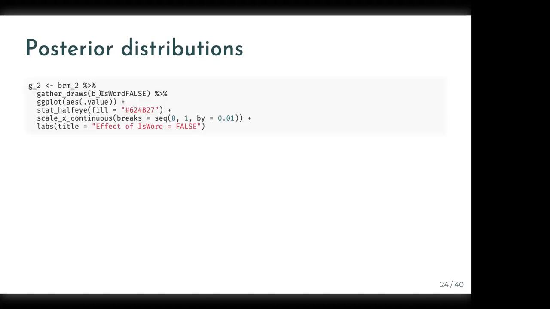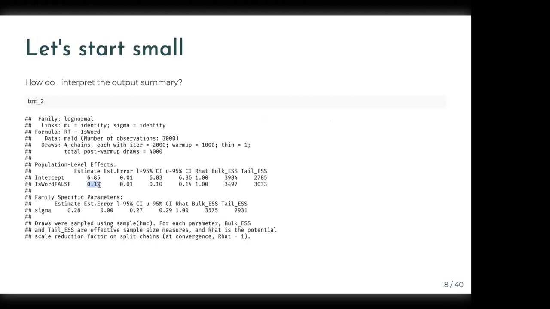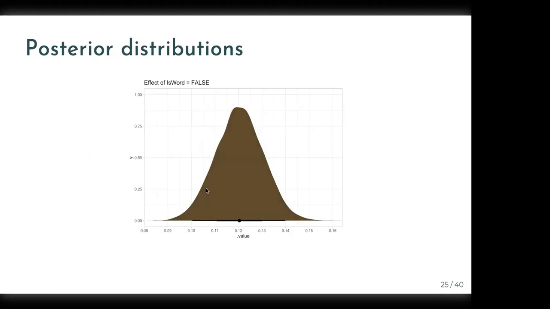Then you can do the same with the coefficient for is word equals false. So that's basically the change relative to the intercept in reaction times when the word is a nonce word rather than a real word, right? So this is the estimate that you see here. 0.12, but that comes from an entire distribution, whose credible interval is 0.1 to 0.14. And this is what you get.